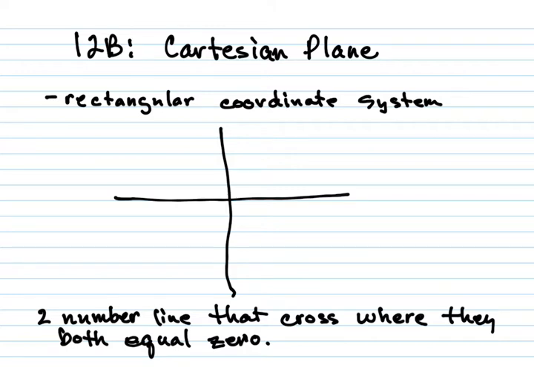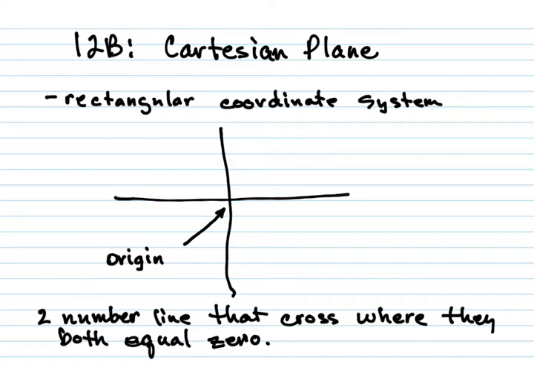And that point has a special name. That point where they both equal 0 is called the origin. And if you think about that word, origin is kind of like the starting point, right? Where things originate. So that is where all graphing starts, is at the origin. And we'll talk about the numbers that represent it in just a minute. Okay? So it's two number lines that cross where they both equal 0.